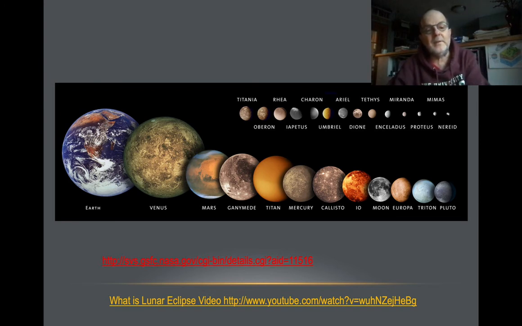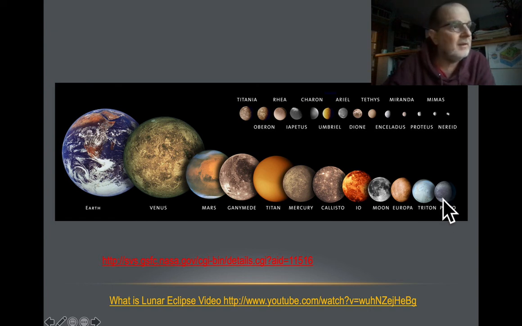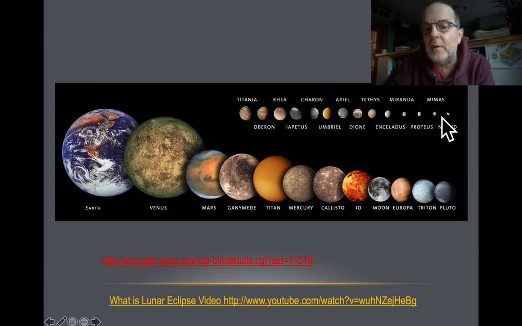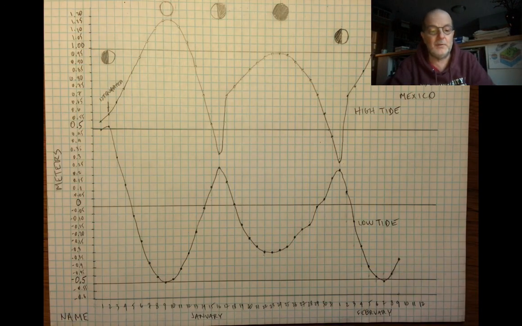Here's some moons and size comparisons with planets in our solar system. Here's the Earth and Venus and Mars, and then our largest moon in the solar system, Ganymede, followed by Titan, Callisto and Io, our moon, near the size of Europa, Triton, these all bigger than Pluto, that fugitive planetesimal, and then these moons of other planets in our solar system. And with that, I think we're pretty much finished.